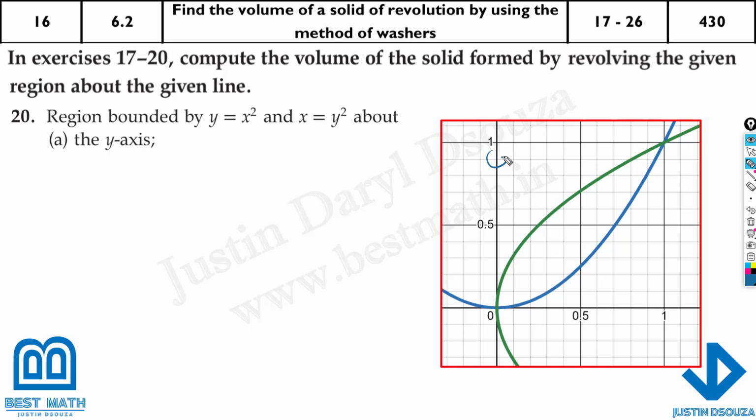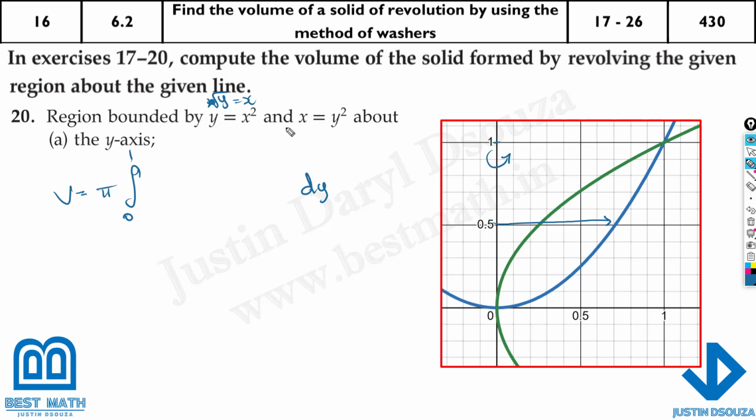But now they have told about the y-axis. So 0 to 1. This is the point. 0 to 1. Oh, sorry, about the y. Yeah, correct. About the y-axis, isn't it? Now let's do it. V is equal to pi integral 0 to 1. We just found that out. Now, which is the outer radius? From here, which is the outermost? It's the first one, isn't it? But remember, y-axis means it's with respect to dy. So I need to write x. This is square root y is equal to x.